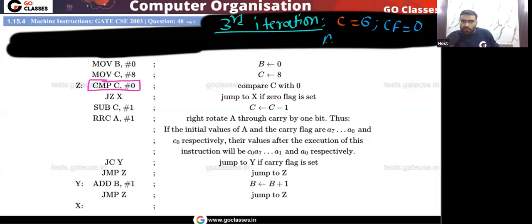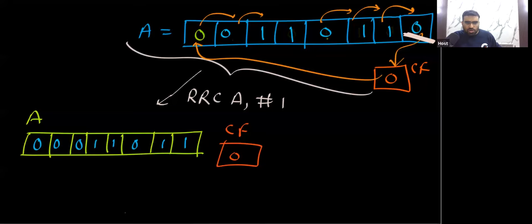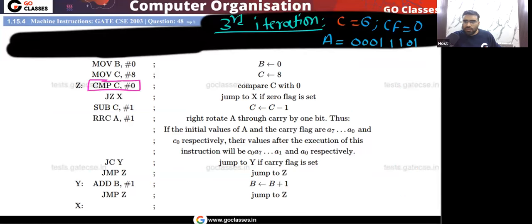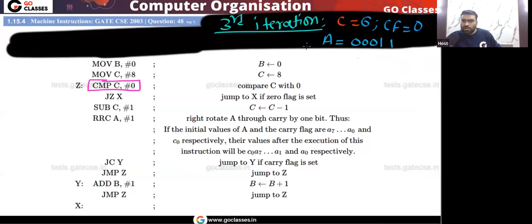Okay, the value of A, what is that? 0, 0, 0, 1, 1, 1, 0, 1, right? Okay, so you can see 0, 0, 0, 1, 1, 0, 1, 1, sorry, 1, 0, 1, 1, sorry. That will be 1, 0, 1, 0, 1, 1. Okay, so these are the values. You can see in the beginning, these are the values.